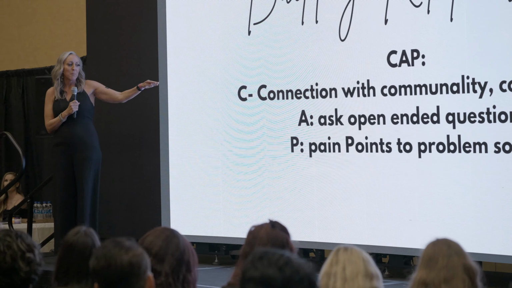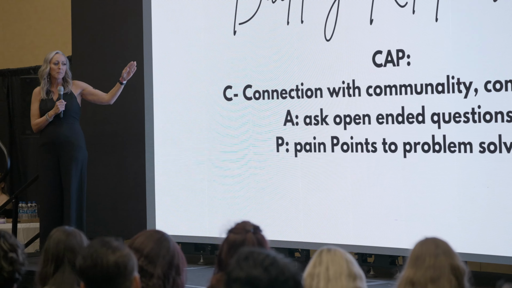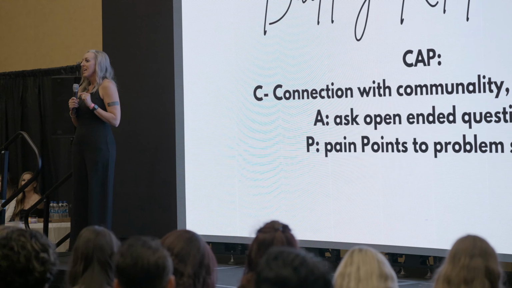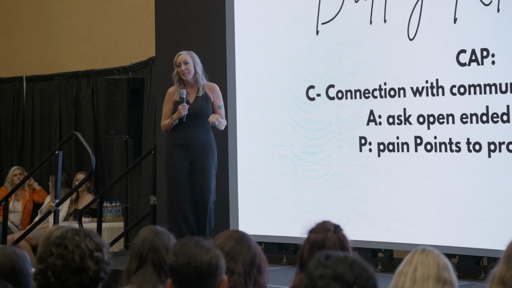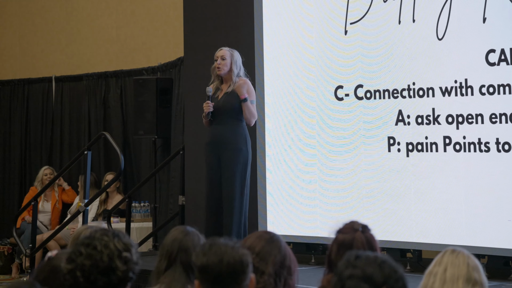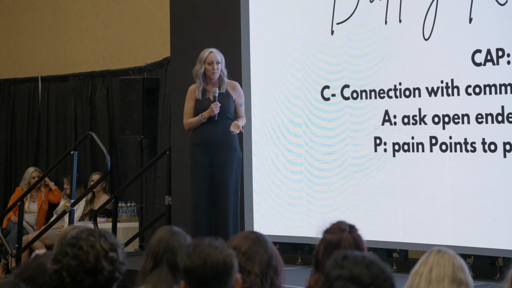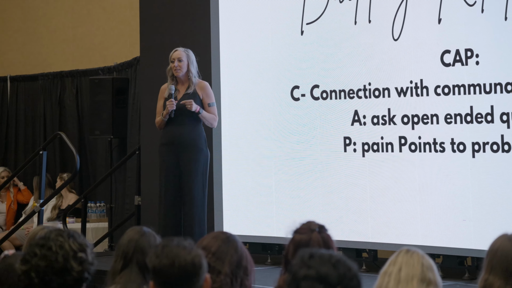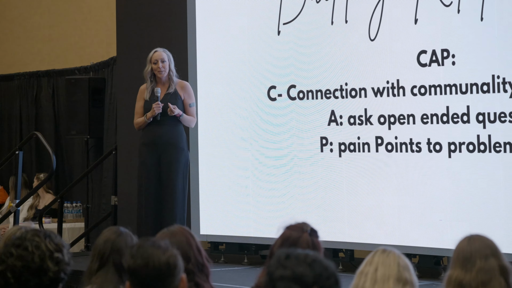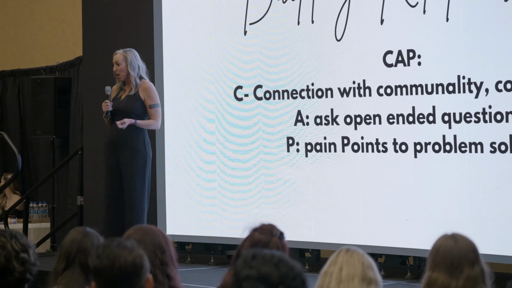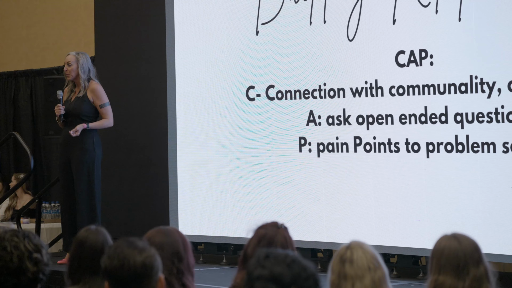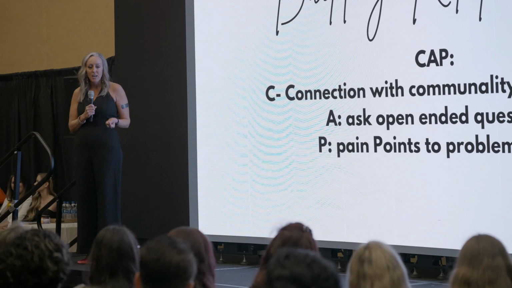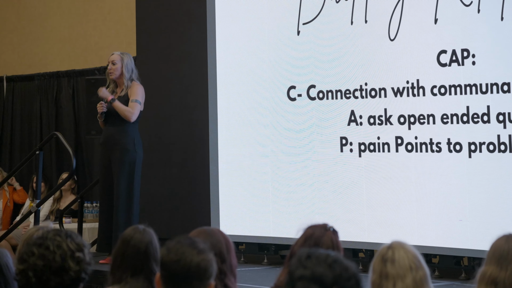So the P is pain points to problem solve. What that basically means, you guys, is we can solve so many problems through our product, through the business, through so many different things. So once you are connecting with someone online, you have to specifically think about what problem can I solve for them? Are they a tired mom? Are they someone who's working 60 hours a week and you want to help bring them home to their family? What problems do they have that you can solve?